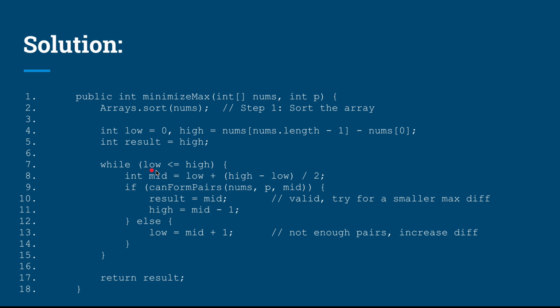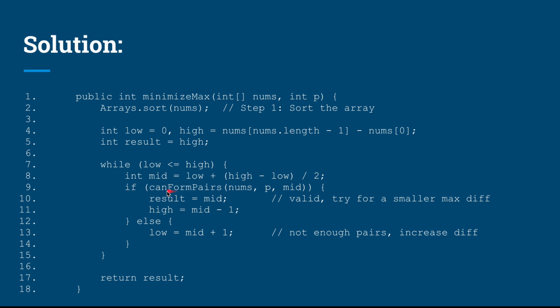Now until low is less than or equal to high, we'll continue this loop and we'll first find the mid: low plus high by 2, or you can say low plus high minus low by 2. So 0 plus 9 by 2 is coming 4.5, and you are getting 4. Remember? So that example we will consider.